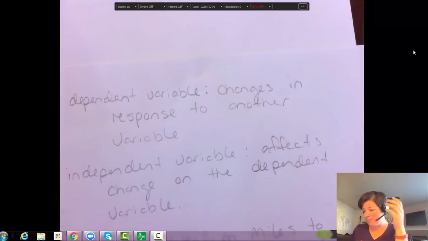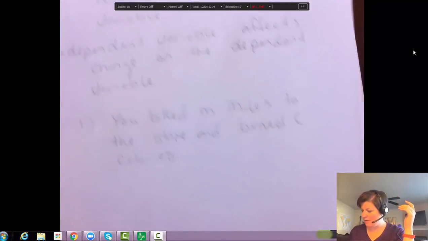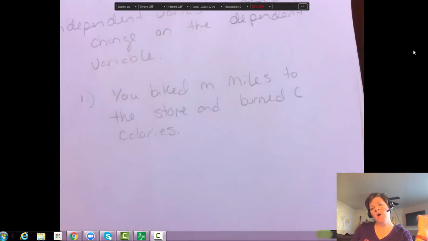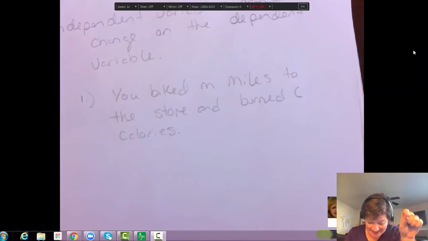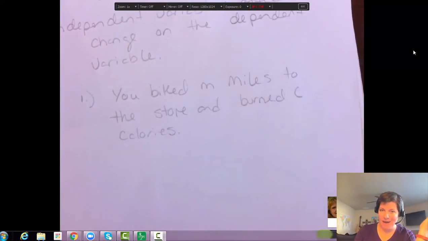Well, we all probably know, oops, I didn't put that up high enough. Sorry. We all know that the more you bike, the more calories you burn. So which one is dependent on the other? Well, the calories burned depends on the number of miles you bike, right? So the more you bike, the more calories you burn. The less you bike, the less calories you burn.